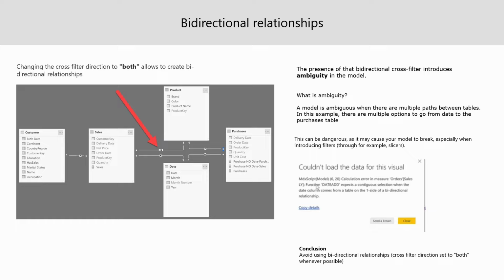In this case, the problem lies in the fact that the date can be accessed through the purchase table, or it can go from sales to product to purchases, or it can go directly from date to purchases. So this is a problem here. You have two ways to retrieve and fetch your data. Now this can be dangerous as it may cause your model to break, especially when we're introducing filters. So the general conclusion here is to avoid using bidirectional relationships whenever possible.